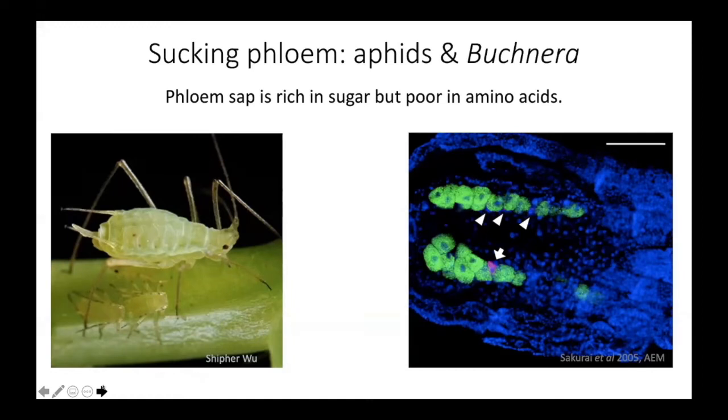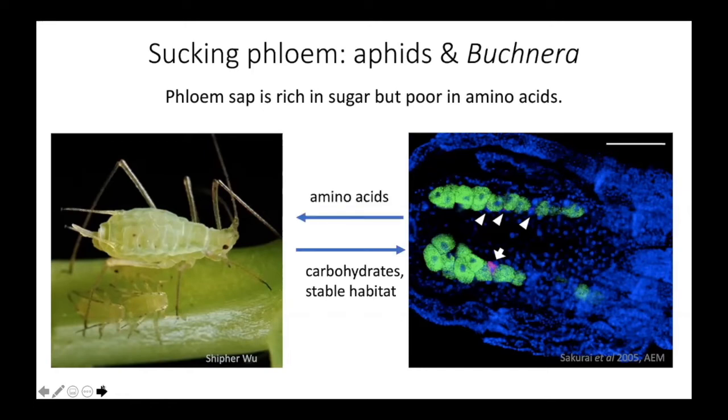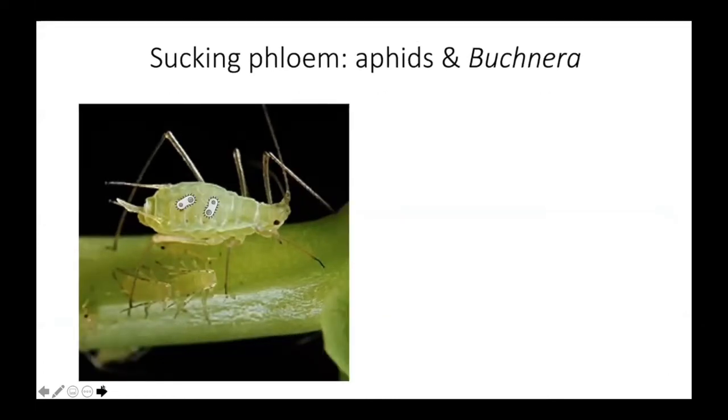The way this works is that the aphid provides carbohydrates and also a nice, happy, stable habitat for the Buchnera bacteria to live in. And in return, the bacteria synthesize amino acids for the aphid, which allows it to live off of that really amino acid poor diet of plant sap. This is really important for the aphid.